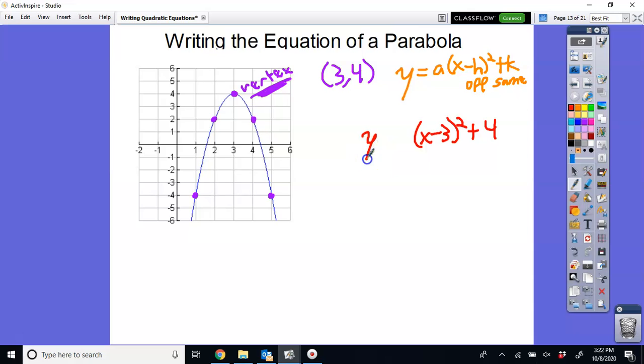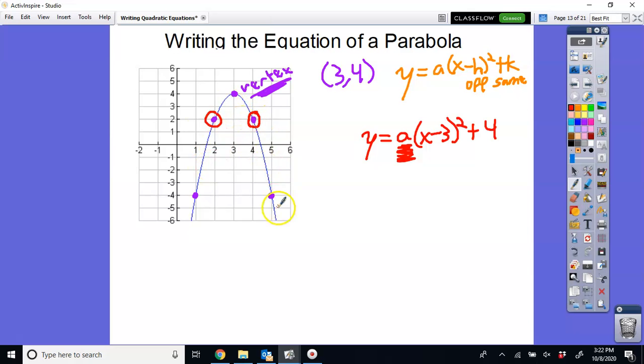What I don't know is what this little a value is out in front. I do know, because this parabola opens down, that this is going to be a negative a value in front. So what I'm going to do is try to get this a value. Just like I talked about with linear equations, we know what the vertex is, just like we knew what the slope of a line was. And we know that this graph crosses through a point here, here, even some of these down here.